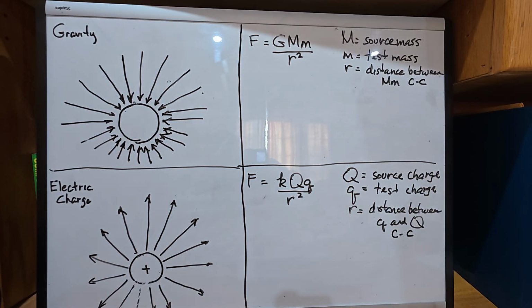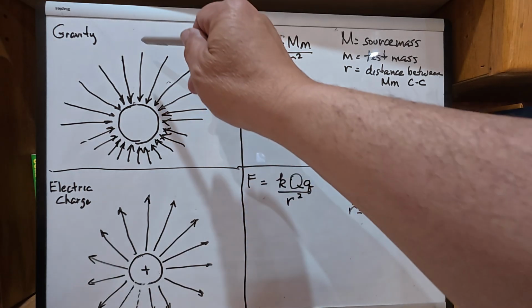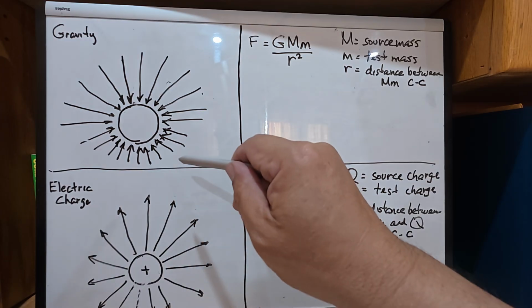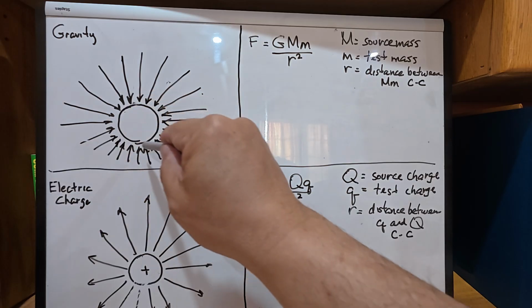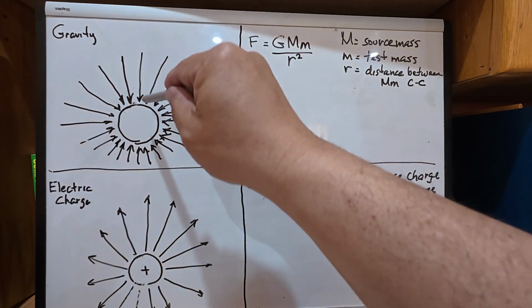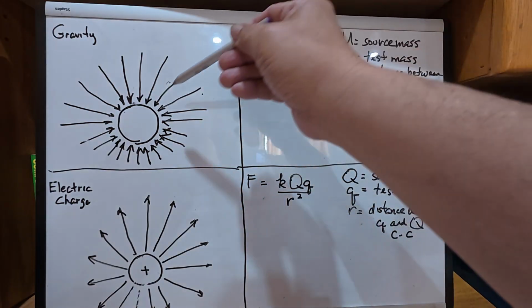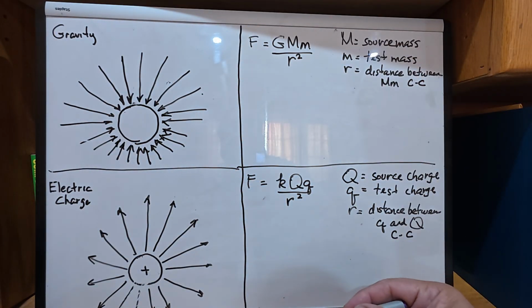Today we're going to talk about the similarities between gravity and electric charge. On the top of the screen we have gravity, and on the bottom we have the electric charge. What I've drawn here is the source mass, which is in the middle, and the field lines for gravity all pointing in. That's because gravity is attractive, so the field lines are going in.